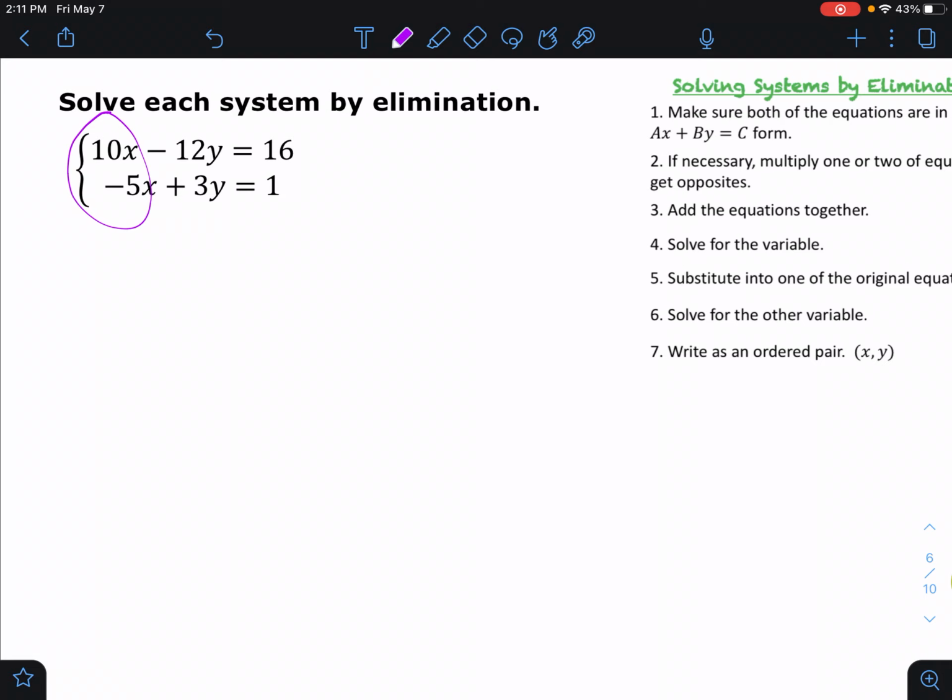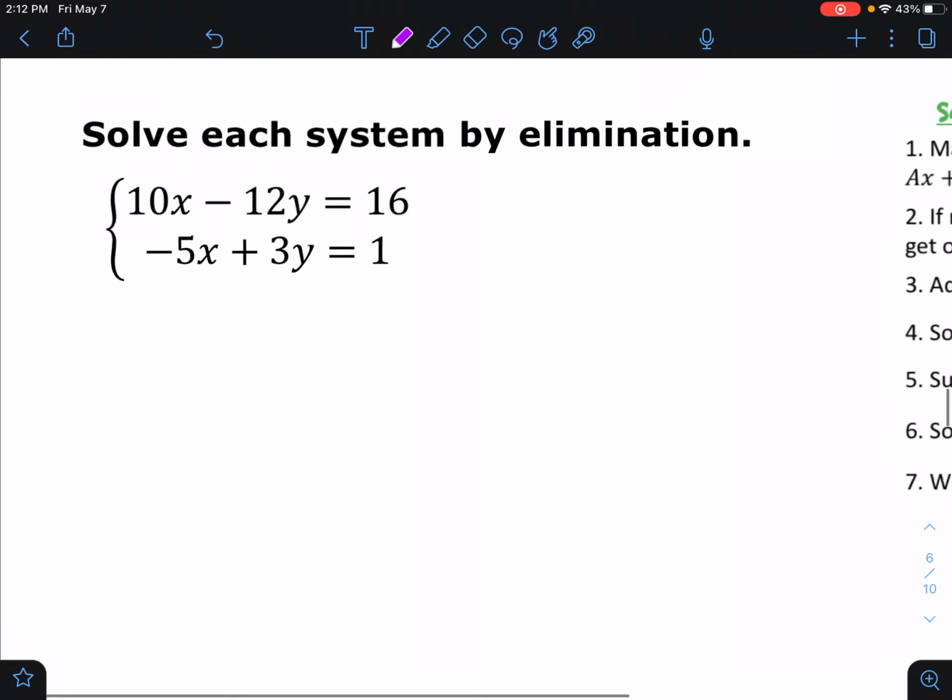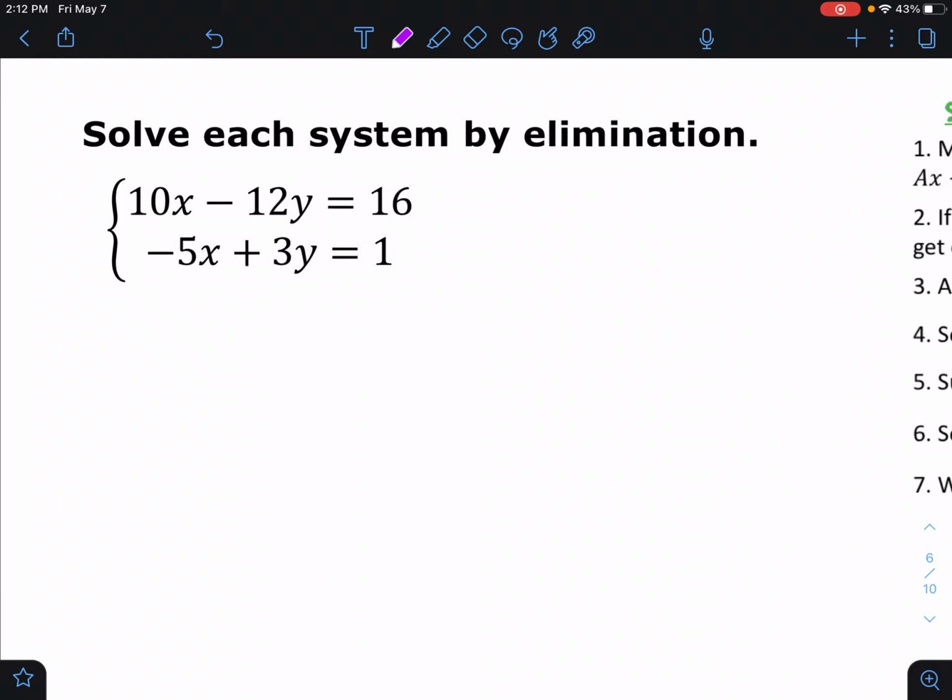Well, 10x and -5x, no. -12y and +3y, these aren't opposites. Remember, opposites, one's positive, one's negative. We've got that, but we want them to be the same number, just one positive, one negative. So I have to figure out what's going to be easier to get rid of. Well, I could make both of these 10x, because 10 goes into 10 and 5 goes into 10. I just would need one of them to be negative. I could also make both of these 12, just one positive, one negative. That would work. So I think I just have to make a decision.